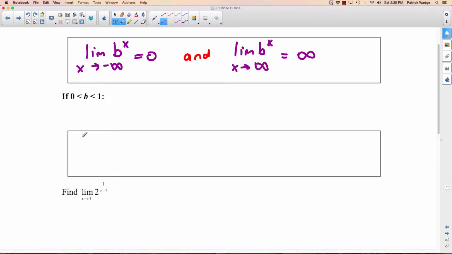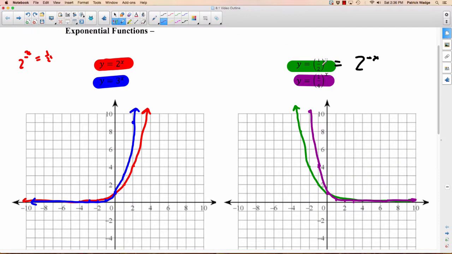So again, we're going to look at two limits: the limit of b raised to the x power as x approaches negative infinity, and the limit of b to the x as x approaches infinity. This time we're talking about the situation where your b value is between 0 and 1. As we approach negative infinity, as our x values get really, really small, what happens to the y? It's heading really, really high. It's going up to infinity.